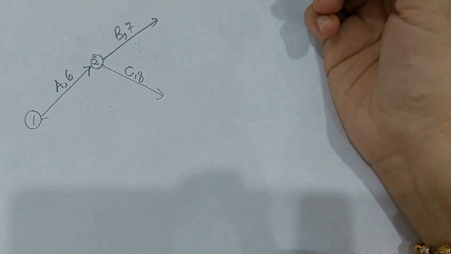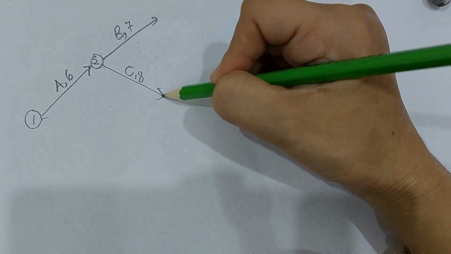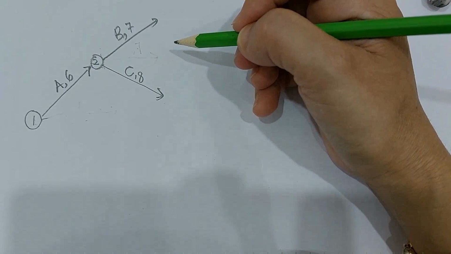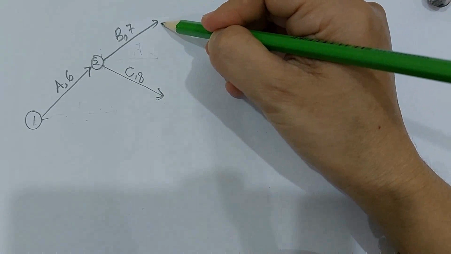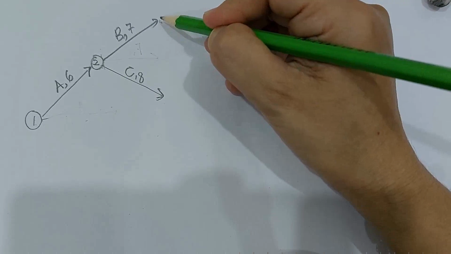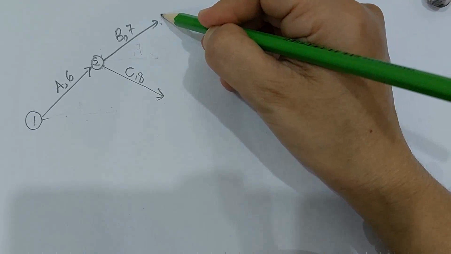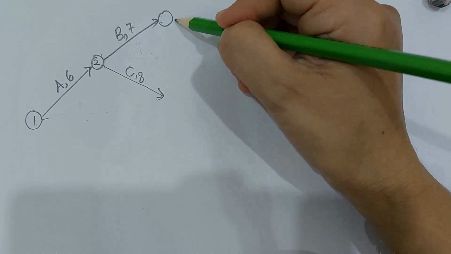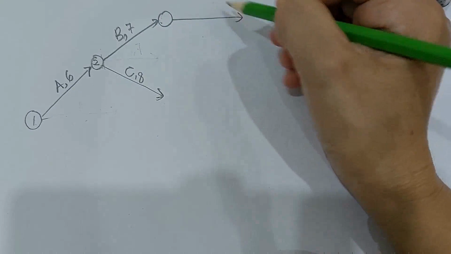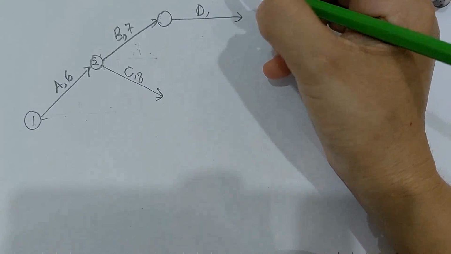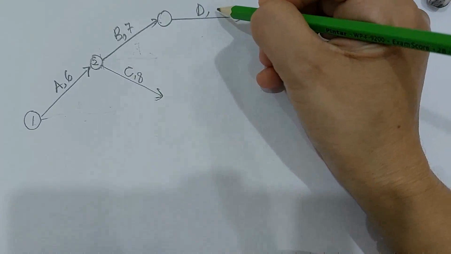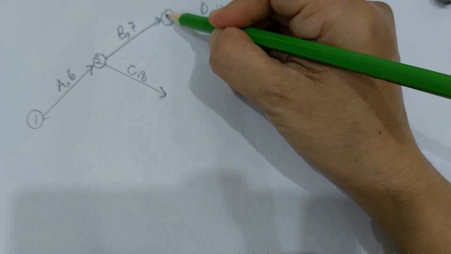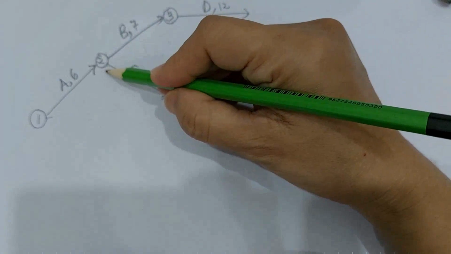Now the next activity is D. For D, the predecessor is B. So search where your B is. Your B is over here, so you know that your D will come right after B. Then only you draw a circle, an ending node, for B. Then you draw your D. Time for D is 12 weeks. You see, there is no number yet. Then only you put in the next number, that is 3, because we ended with 2 just now.